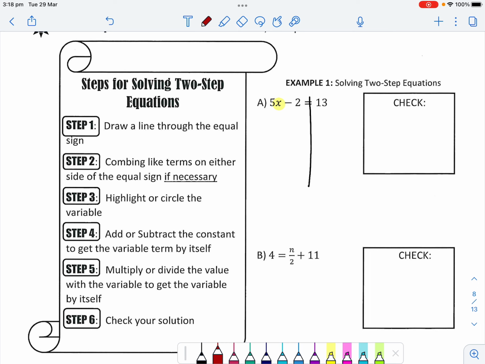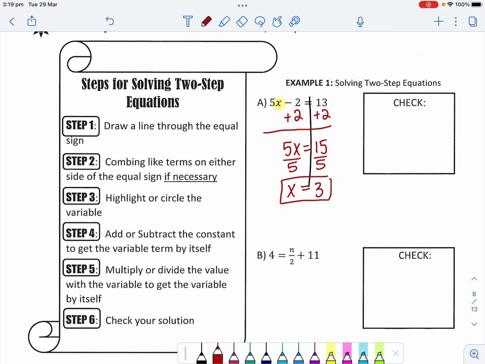So when you are solving a multi-step equation or a two-step equation like this one is, you want to get the variable expression by itself first. So I'm going to add 2 to both sides first. And I'm going to get 5x is equal to 15. Then it says to multiply or divide the value with the variable to get the variable by itself. So I'm going to divide in this situation by 5. And I'm going to get x equals 3.